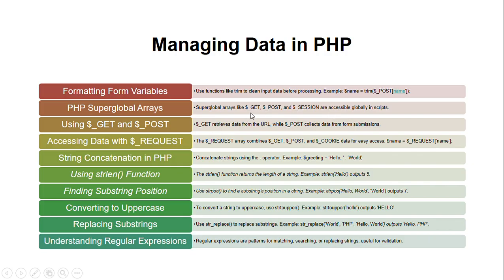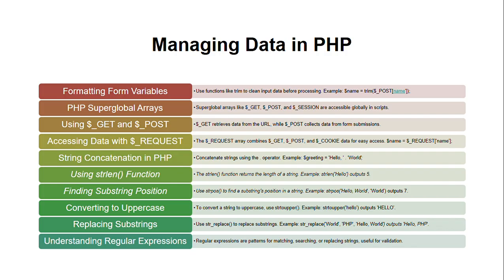It always gets preceded with a dollar underscore sign, and it is always in capitals. What's the difference between GET and POST? GET retrieves the data from the URL, whereas POST retrieves the data after the form submission through the hidden fields.